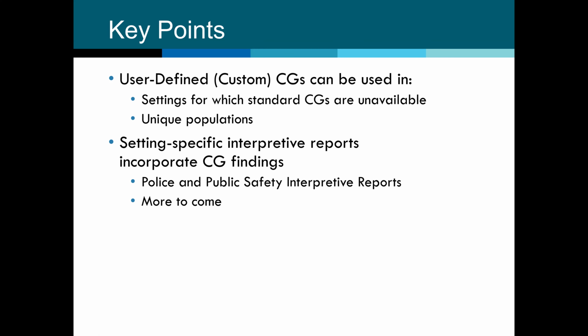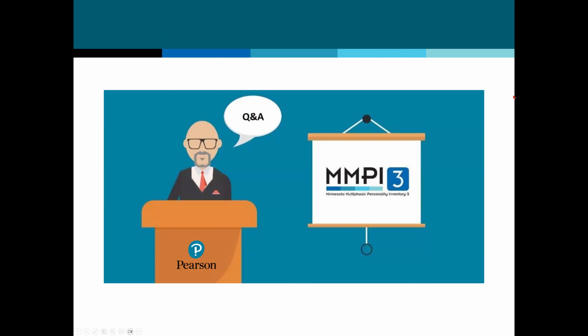The next one to be released is for use with spine surgery candidates and spinal cord stimulator candidates. That interpretive report, which will be released later in 2024, will take into account comparison group data, and we will be doing that with additional interpretive reports as they become available. So that's the material I wanted to go over.